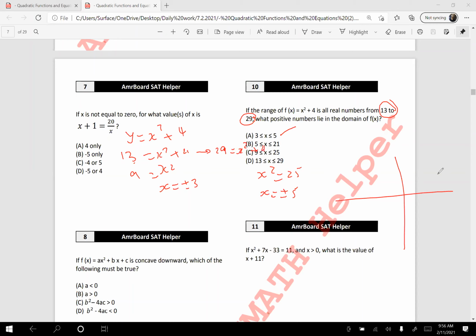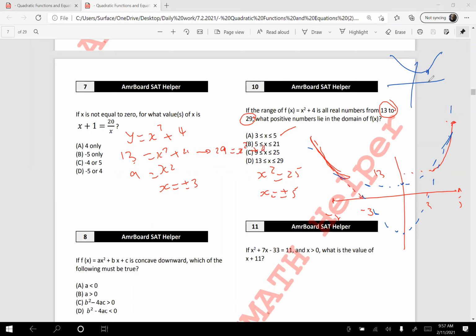The graph will be like that. From x equals 3 to x equals 5, because it gets 13 and 29, okay? And on the other side, negative 3 and negative 5, you will get a part of the function, okay? So the graph of this function is x power 2 plus 4, so it will be like that. But he needs the domain from the range from 13 to 29.